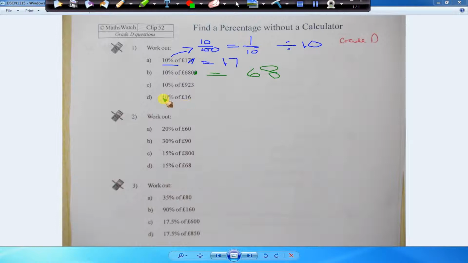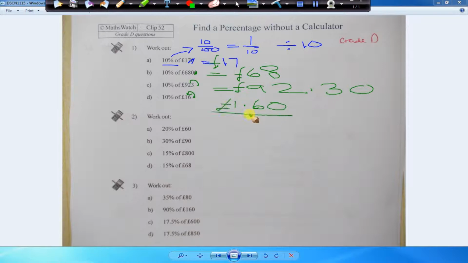Okay, now, the questions change a bit here, because we now have a whole number without a 0 that we can remove. What do we do instead? Put a decimal point at the end and move it one place back. So the final answer will become £92.30. And 10% of £16, put the decimal point at the end, move one place back. So the final answer will be £1.60. Put an extra 0 on, folks, because it makes it look better. It's decimal money, after all.